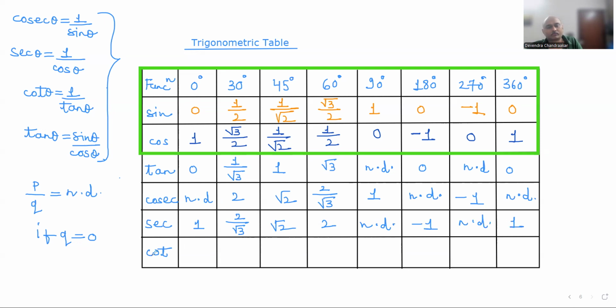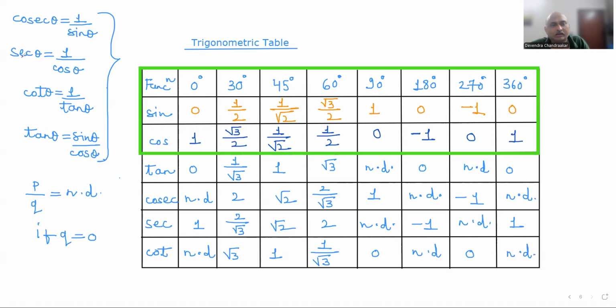Cot is 1 upon tan. So it is not defined in the very first column. This is root 3. This is 1. This is 1 over root 3. This is 1 upon not defined, which is 0. This is again not defined. This is 0. This is 1, not defined.